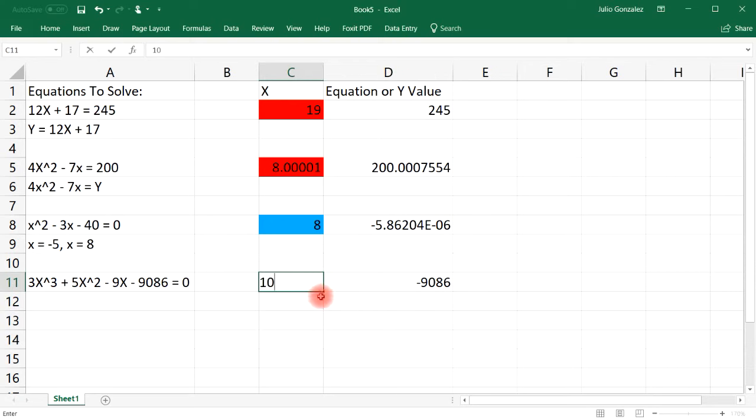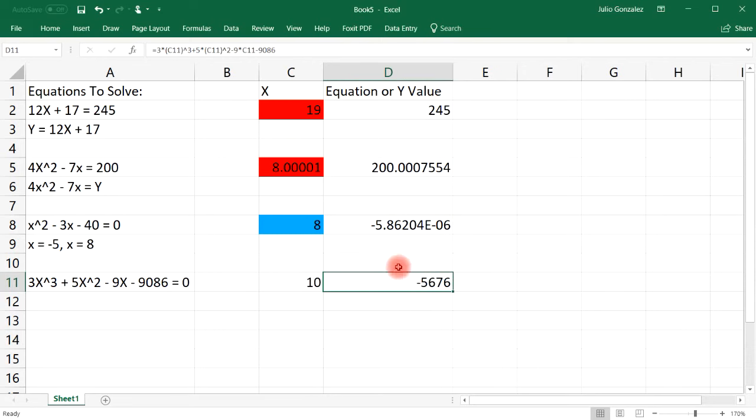If we plug in 10, notice that this is getting closer to 0. If we plug in 20, now we have a positive number. So it's close to 20. Let's say 14. The answer is 14. But let's say if we chose 10.